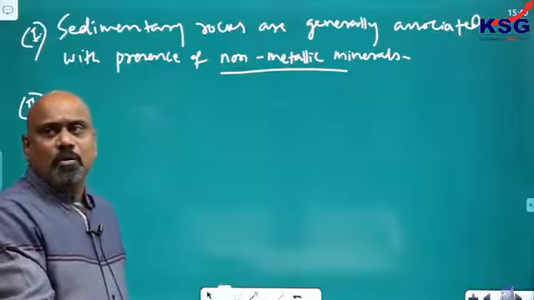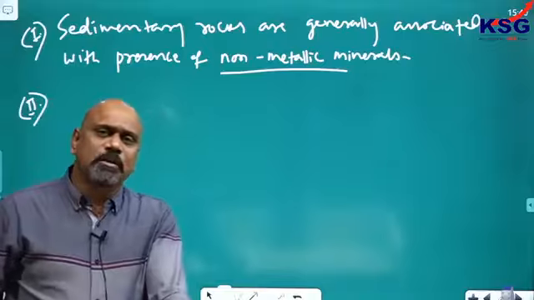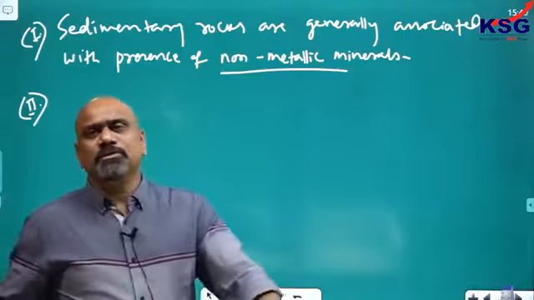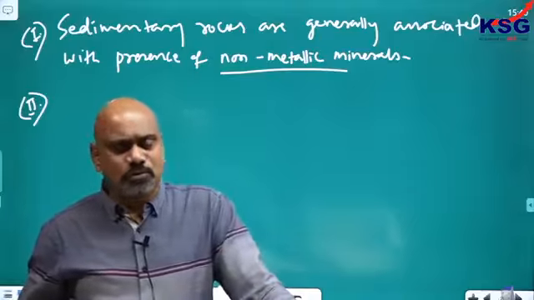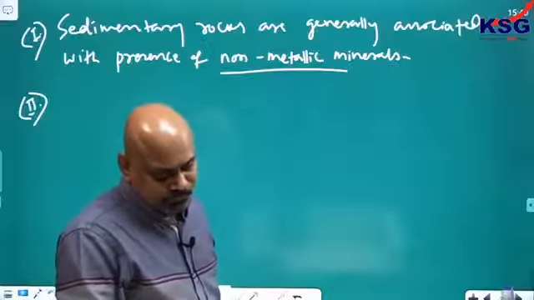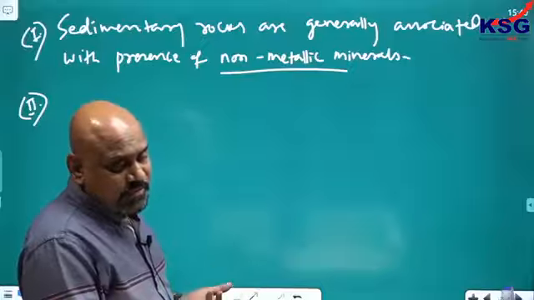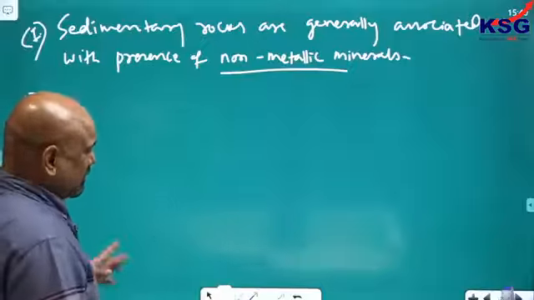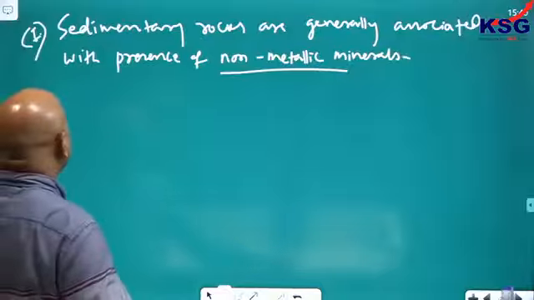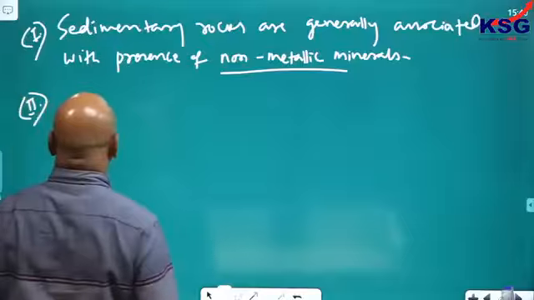Non-metallic minerals you have, whether it is petroleum, natural gas, chalk, limestone, dolostone, dolomite, all these things. Slate is not sandstone. Shale leads to slate, which is metamorphic. So another one, sedimentary rocks are generally associated with the presence of non-metallic minerals.